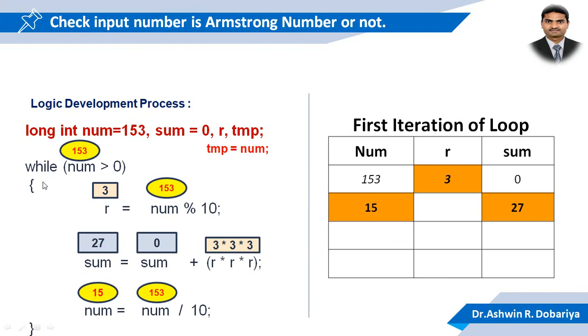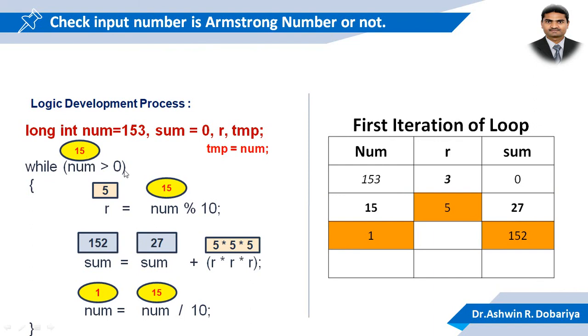Again the loop will execute a second time. Now it will check whether 15 is greater than 0. Yes, the condition becomes true. Again the latest value of num is 15, modulus 10 will give the last digit 5. 5 will be stored into r. So now the r value is 5.